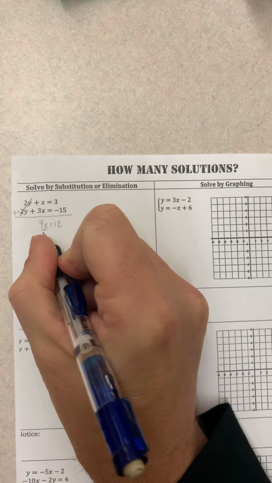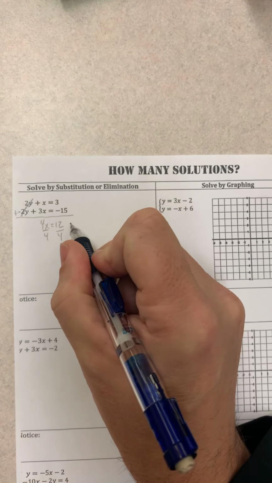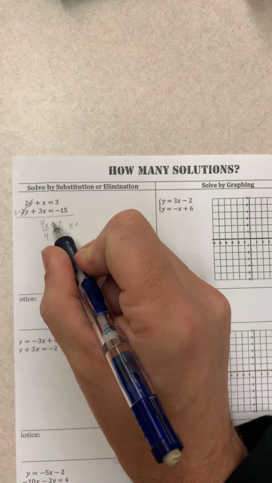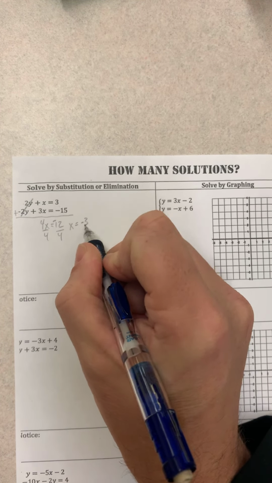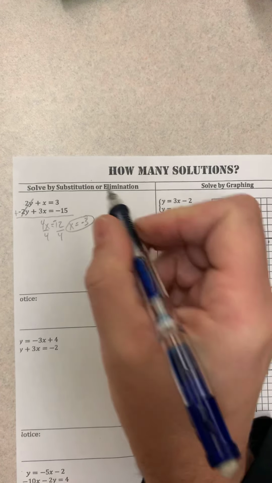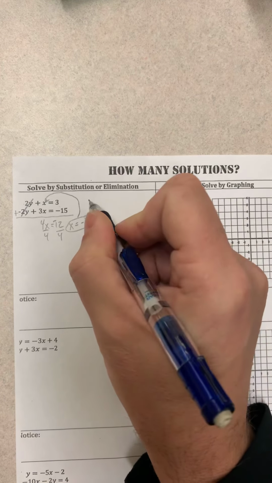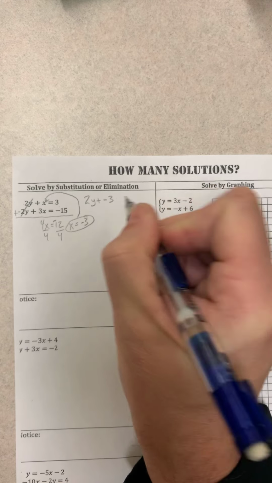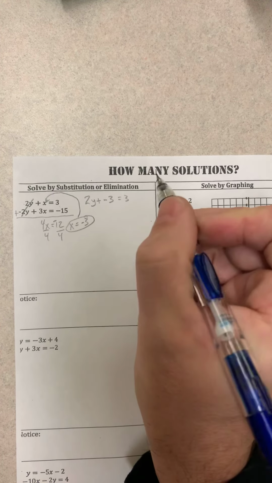4x is equal to 12. I would divide by 4. X then is equal to, well, actually that is a negative 12. So x is equal to negative 3. I will take that x and substitute it in right there so I can solve for my y. 2y plus x. X is now negative 3, so 2y plus a negative 3, or 2y minus 3, however you want to look at it.